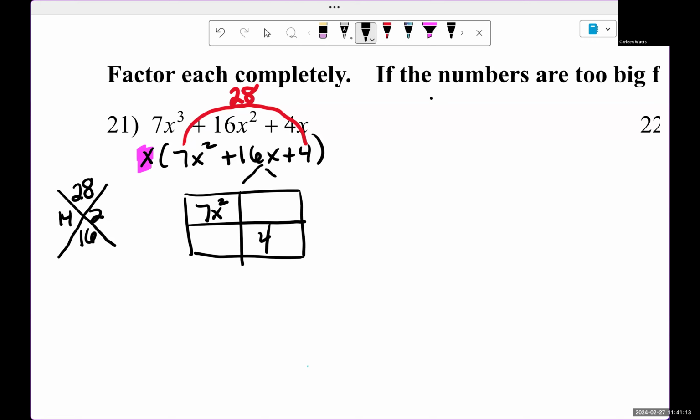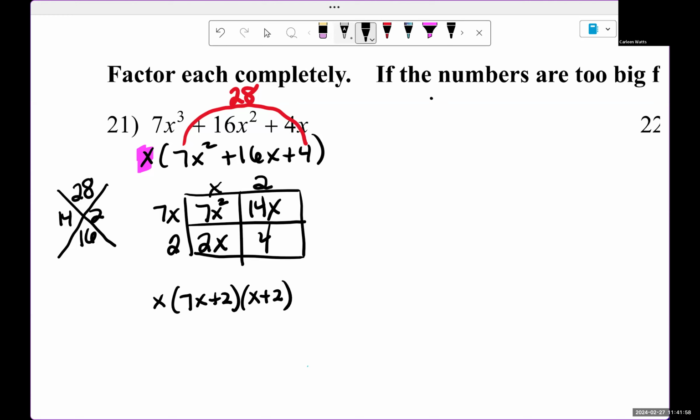So 16x splits into 14x and 2x. Okay, factor out the GCF, which is 7x. 7x times x, 7x squared. 7x times 2 is 14x, and x times 2 is 2x, and 2 times 2 is 4. So final answer, x, 7x plus 2, and x plus 2.